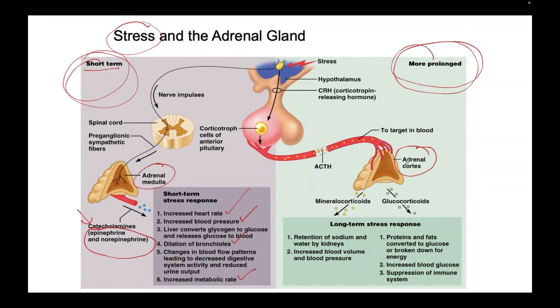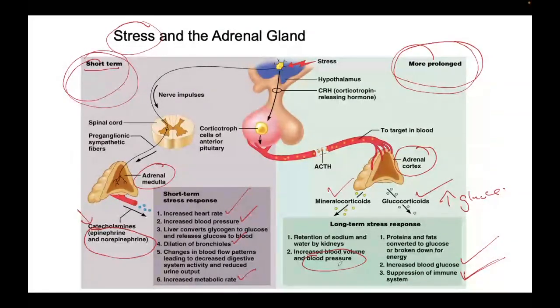But if we have more long-term stress, this is when the adrenal cortex is pushing out glucocorticoids and mineralocorticoids. Remember, the mineralocorticoid is aldosterone, so that's going to increase your blood pressure, and the glucocorticoids are going to increase your blood glucose levels, and cortisol also suppresses your immune system. So you have high blood pressure, high blood sugar, and a weakened immune system.